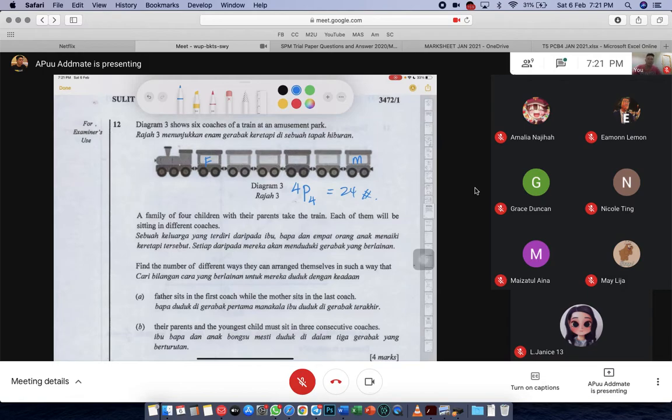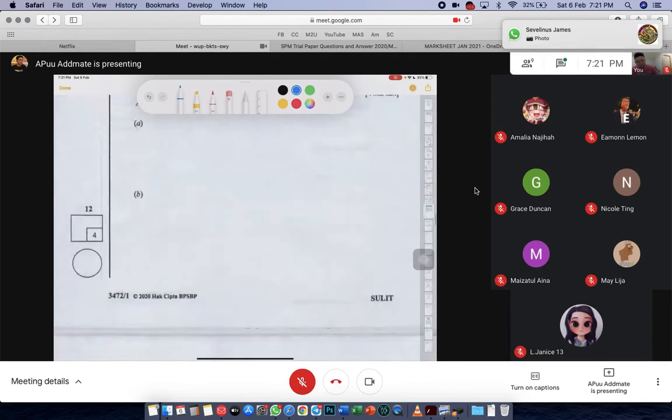Okay? Alright, so jawapan B, kita tengok soalan B. Their parents and the youngest child must sit in the first 3 consecutive coaches. In 3 consecutive coaches, alright? So maksudnya kan, dalam sini dia ada 6 tempat kosong. 1, 2, 3, 4, 5, 6. Dia ada 6 tempat kosong.